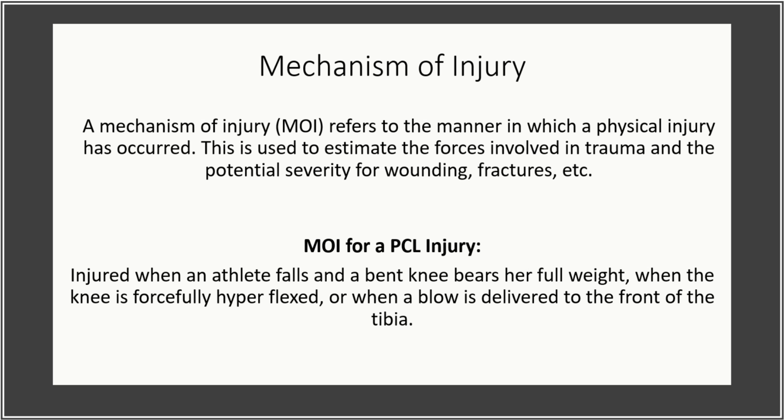Mechanism of injury refers to the manner in which a physical injury has occurred. This is used to estimate the forces involved in trauma and the potential severity for woundings, fractures, etc. So the mechanism of injury, or the MOI, for a PCL injury would be that an athlete is injured when he or she falls and a bent knee bears their full weight, and the knee is forcefully hyperflexed, or when a blow is delivered to the front of the tibia.